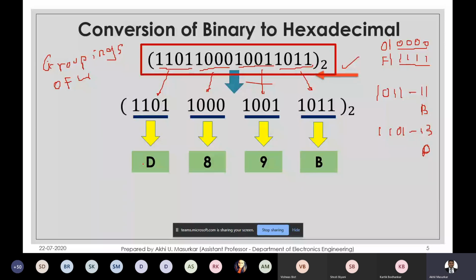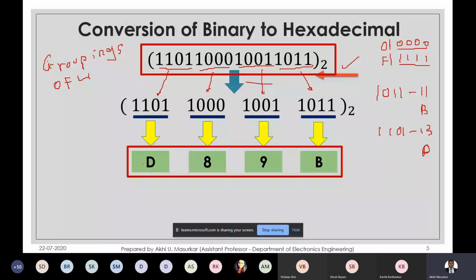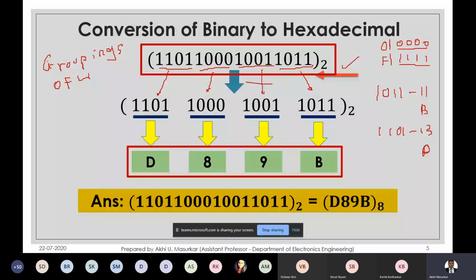So what is the answer? This in binary is equal to this in hexadecimal. So here you will have to write 16, not 8, it will be 16. Or you can also write that this is equal to D89B. So some books will write H here. So either you can write 16 or you can write H. Both are one and the same thing. So this is something that we have to follow.